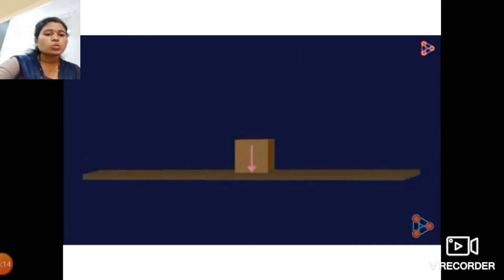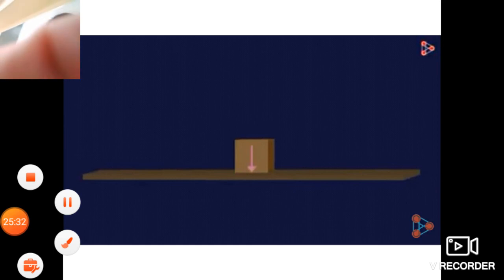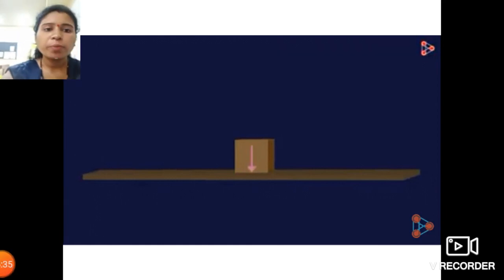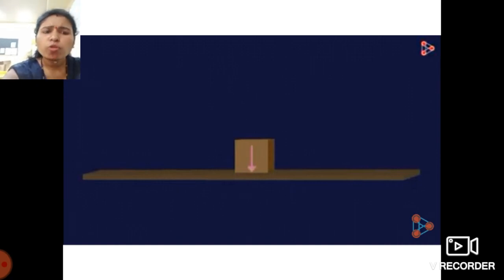Okay students, so when we apply a force or pressure over there, what will happen? A wooden block which is kept on the table exerts a force on it. We know that this wooden block is a solid surface. So what about liquids? Do liquids exert a pressure or not?